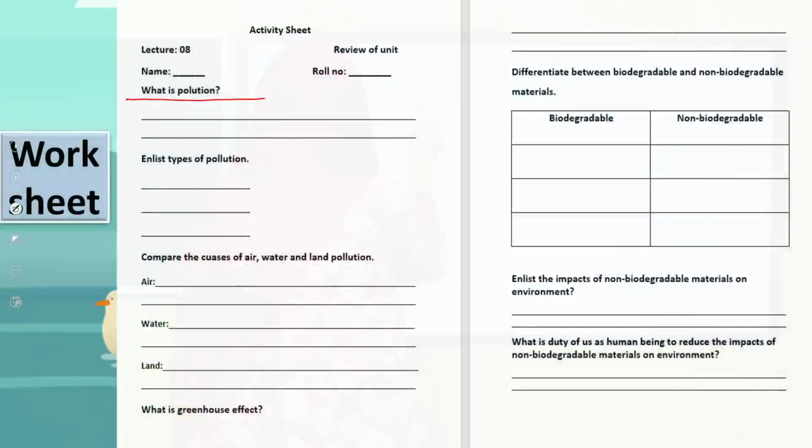What is pollution? Define it. Enlist the types of pollution. आपको types of pollution बतानी है. Compare the causes of air, water and land pollution. जो causes है इन तीनों pollutions के उनको आपने compare करना है.